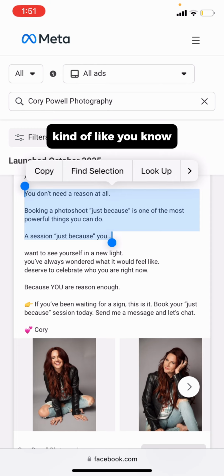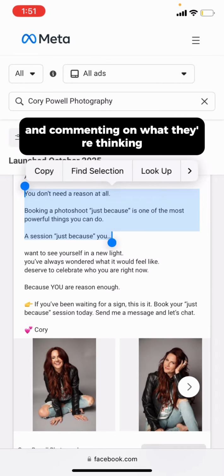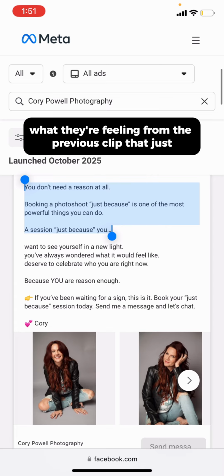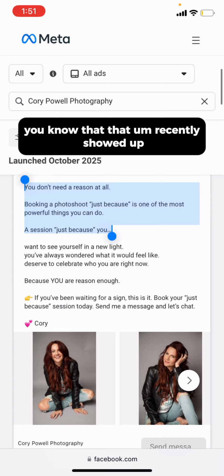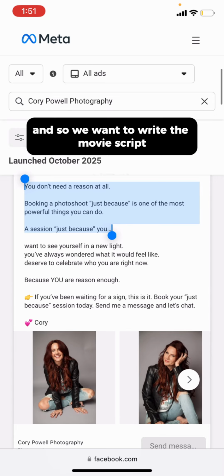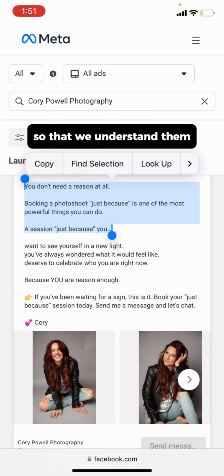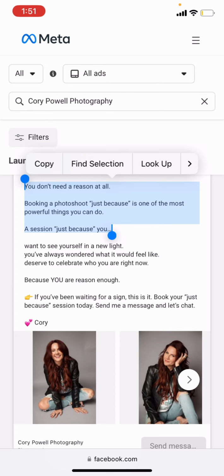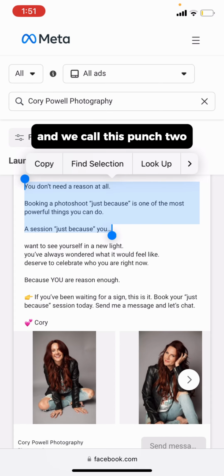Kind of like the reality TV cutscenes where they're facing the camera and commenting on what they're thinking, what they're feeling from the previous clip that recently showed up. And so we want to write the movie script, show that we understand them. And we call this punch two.